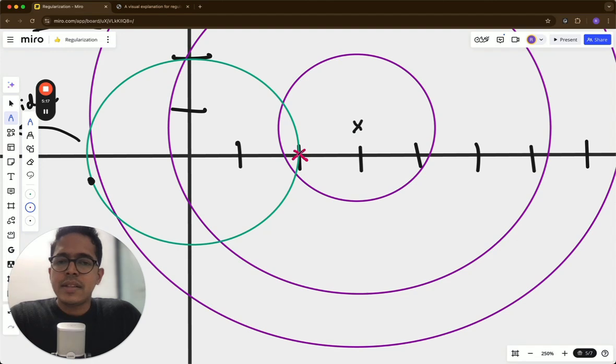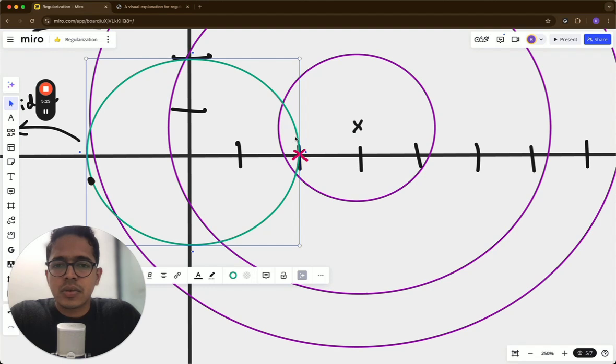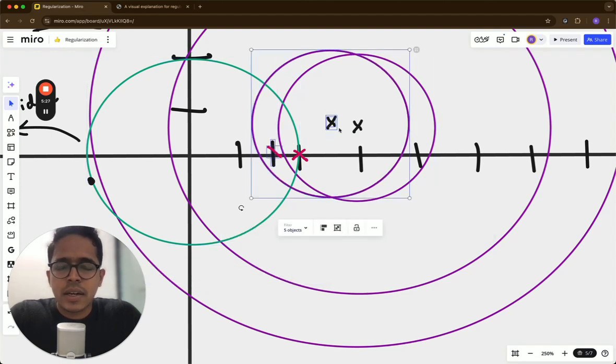But do we think this is the best possible point here? No. And why is that? Because look at the circle which passes through this point. I can draw a circle that looks like this.